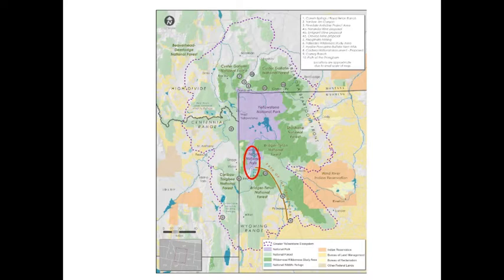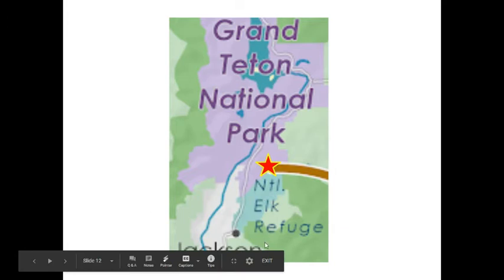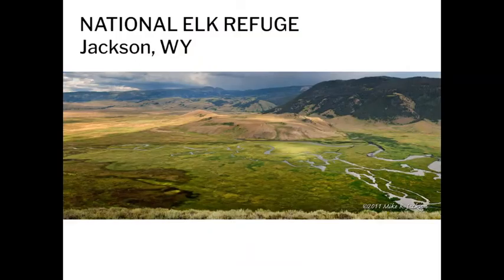And there is an extreme example of what happens when you have too many elk in one area. Down here, south of Yellowstone, south of Grand Teton National Park, there is the National Elk Refuge. There it is right there. And you can see it is right up next to the town of Jackson, Wyoming. And there is a reason for that.